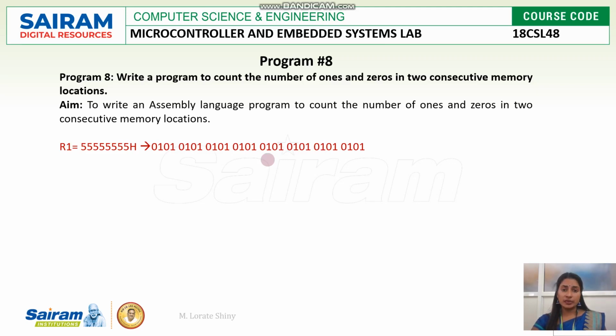So the concept of this program is we will use two registers. One is to keep the count of zeros, another one is to keep the count of ones. And which instruction can I choose to count the number of zeros and ones? I can choose the rotate instruction. In the rotate instruction, every time a bit will be shifted out.